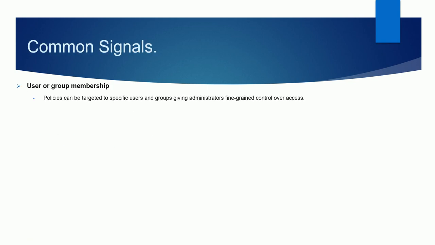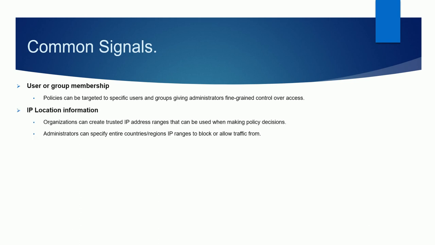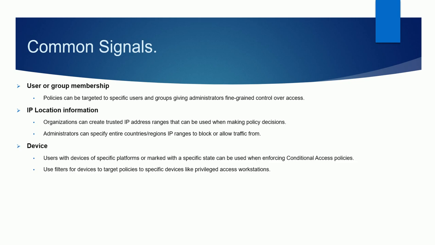Now, the common signal names from where they come. In my past slide, I showed you the signals can come from the user and the group. Here is the definition. The policy can be targeted to specific users and groups, giving the administrator fine-grained control over access. Based on IP locations, you can also set it. From the device, the user with a device of a specific platform, or marked with a specific state, can be used in enforcing the conditional policy.